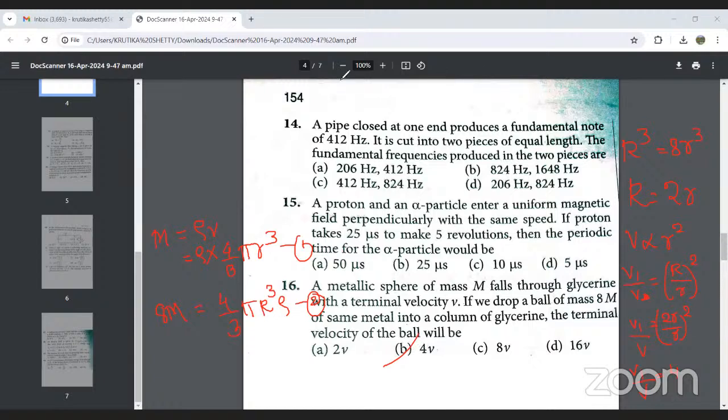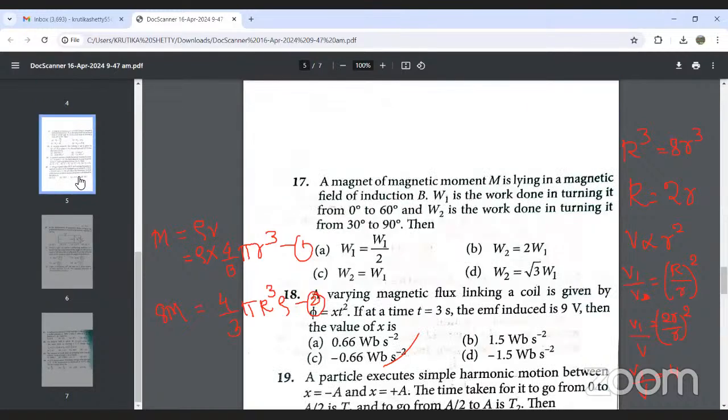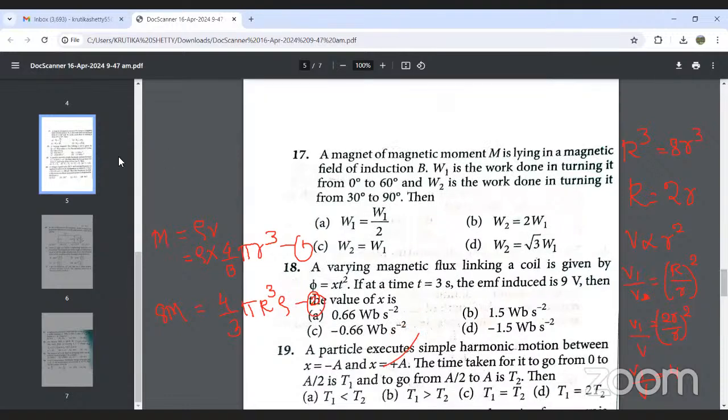Just check. Yes, option B is the correct answer. Last 2 more questions for the day. Then remaining questions tomorrow, one more day we will do it. Yes, completed.